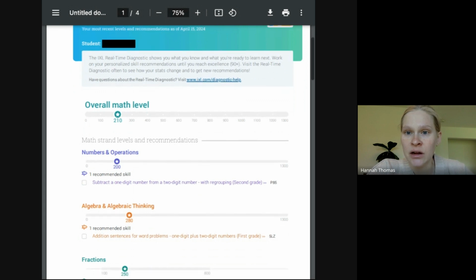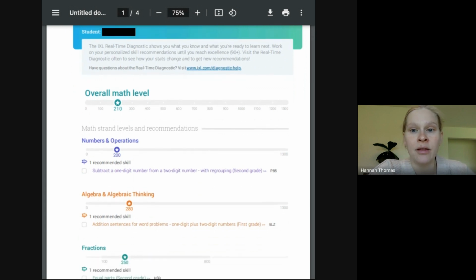So we can see here this student's data is for math. The overall math level is a 210. And when we see numbers like this, 100, 210, 300, we think of it as grade levels. So 200 would mean that the student is testing at the beginning of 2nd grade, and they have about 10% of that grade level mastered.